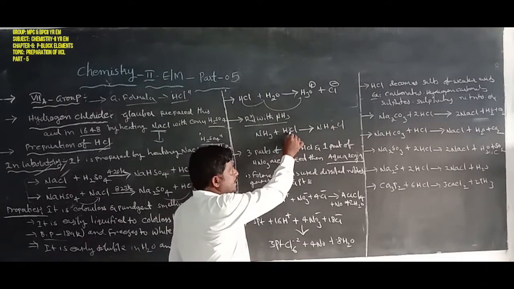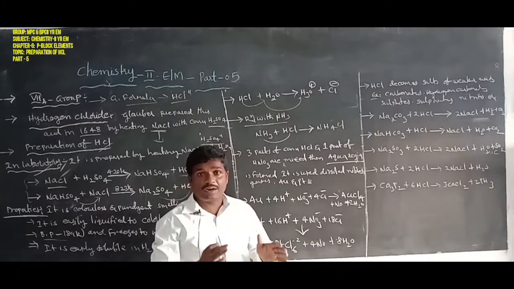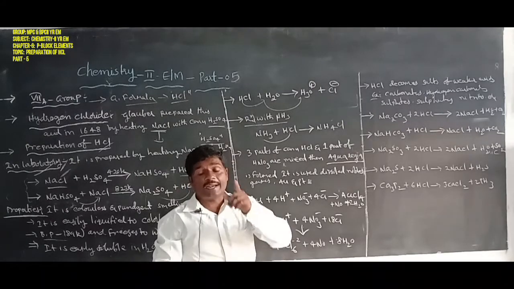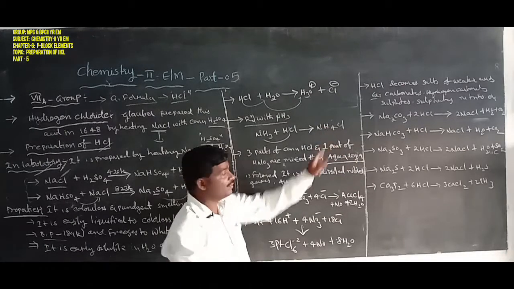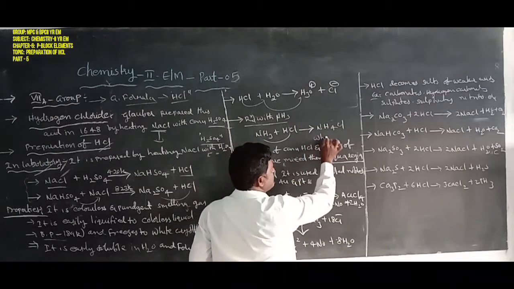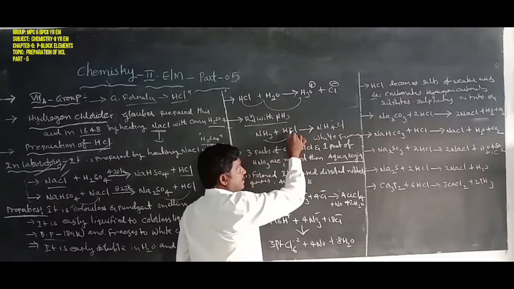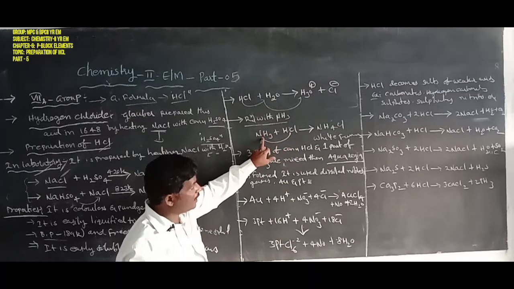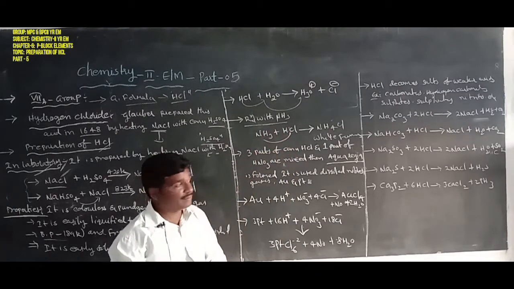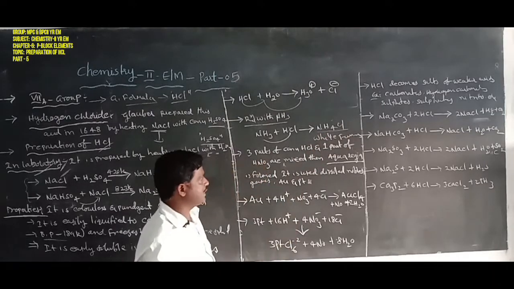Hydrochloric acid, when combined with ammonia, forms white fumes of ammonium chloride, also known as NH4Cl.